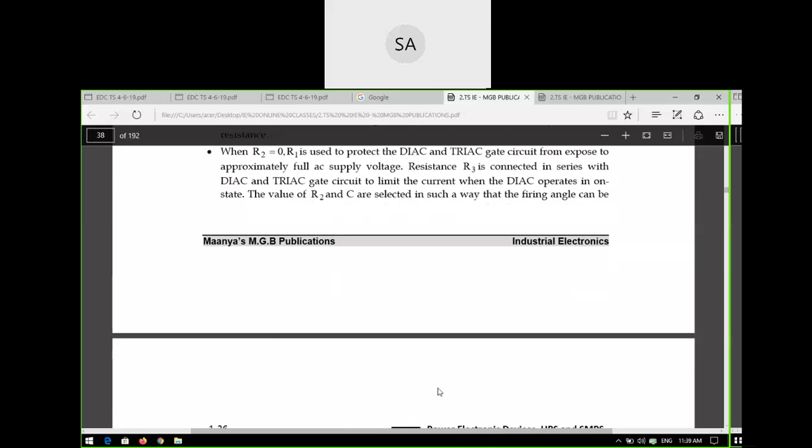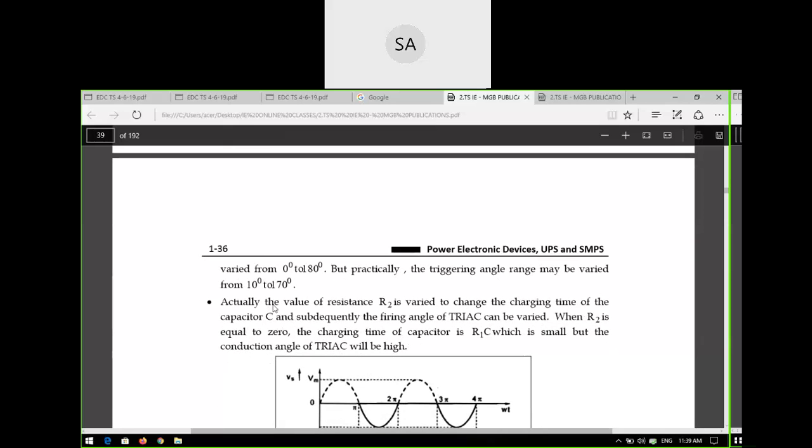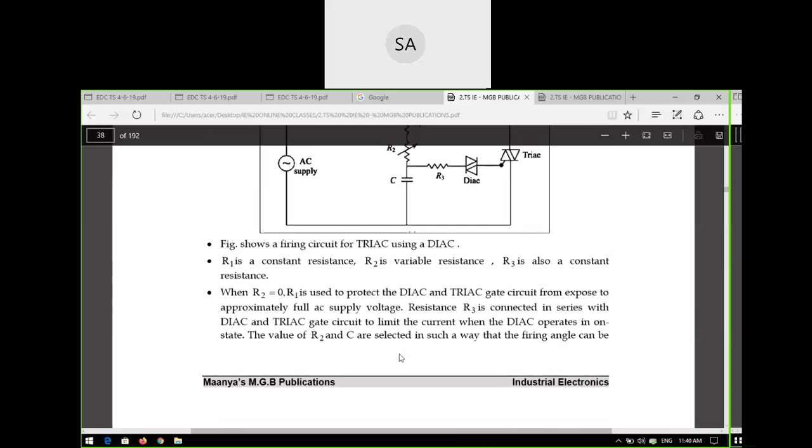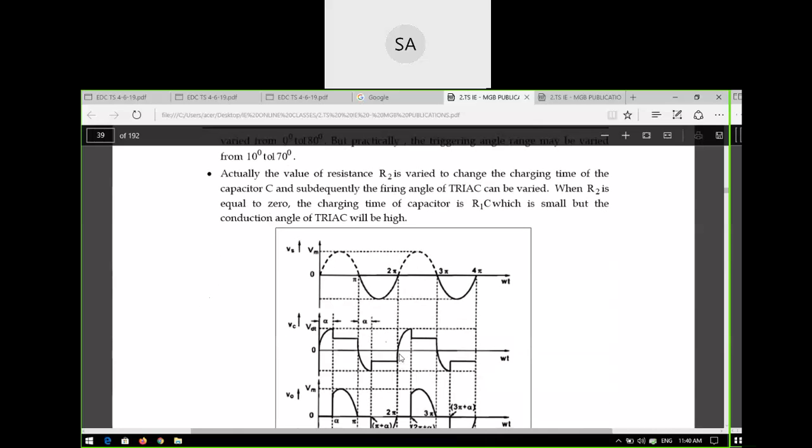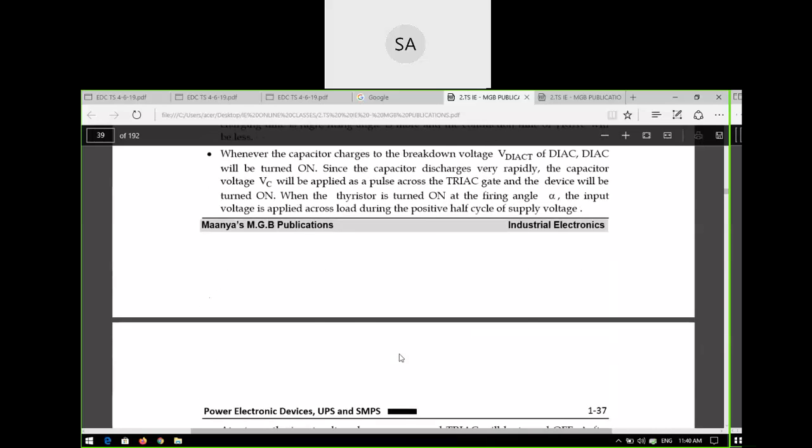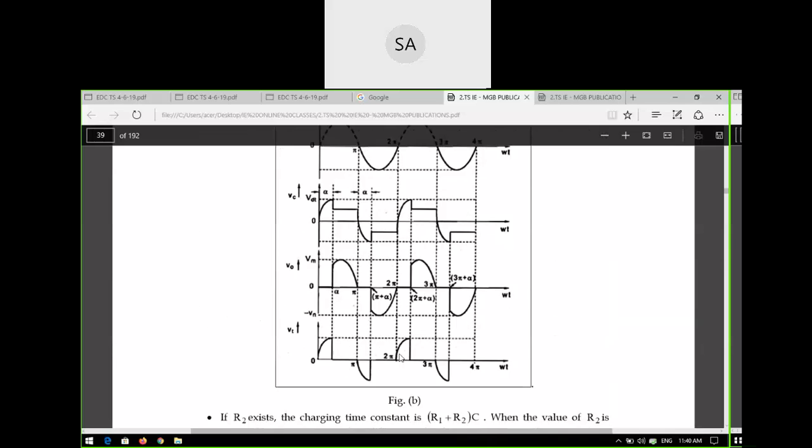That means for the firing angle, you actually want to conduct over the whole period, 0 to 180 degrees, but practically it is not possible. It will conduct only from 10 degrees to 170 degrees. The complete cycle you can't generate or trigger. Okay, so this is the phase control using a DIAC as well as a TRIAC.